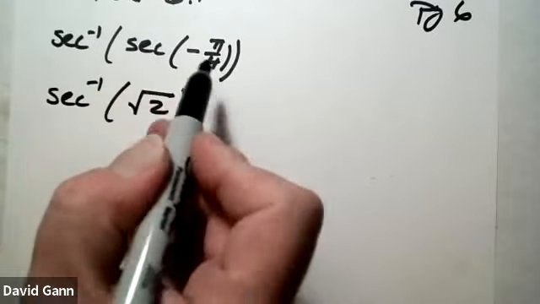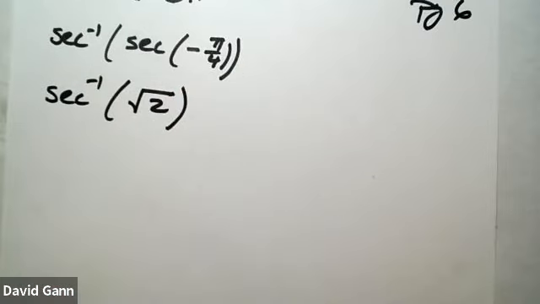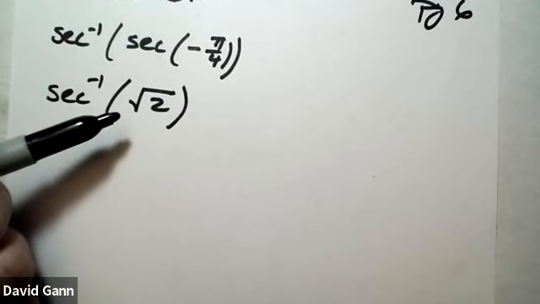Now, how did I know that? Well, this is an angle in quadrant 4. I mean, we're just simply working with things that we've done before. The exact value for secant in quadrant 4 is positive, and the numerical value is square root of 2. So now the question becomes, what's the inverse secant of square root of 2?